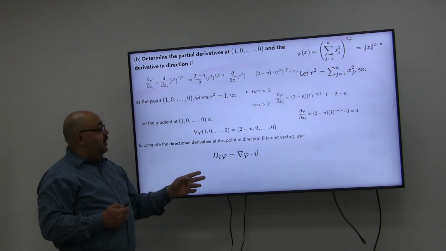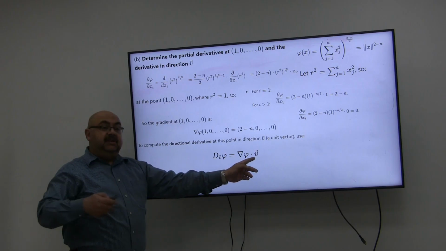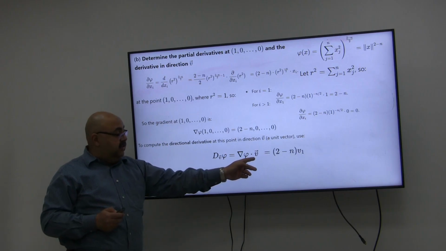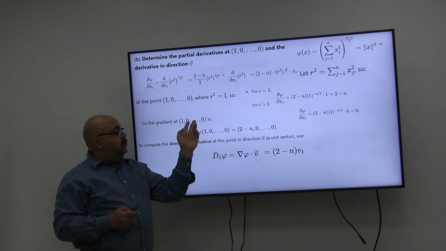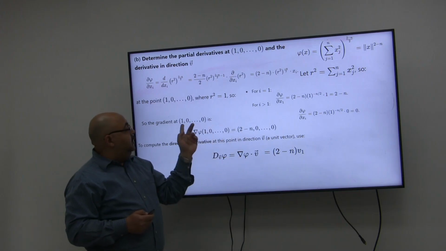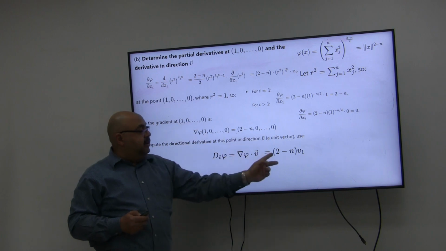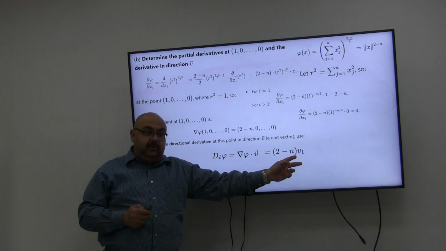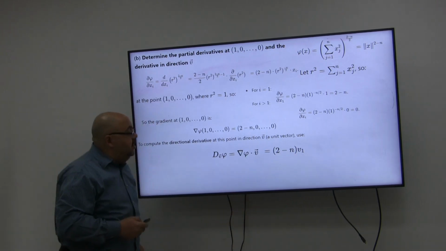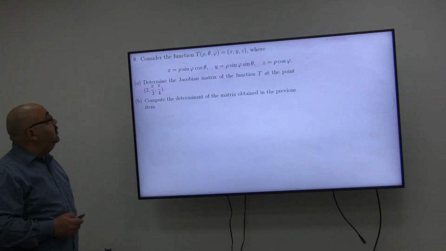I have the vector v, which is a generic vector he gave to me. So multiplying them together, with 1, 0, 0, 0, 0, the only component is in the first one: 1 times 2 minus n, times v1, which is the first component only. This is the directional derivative of this function.